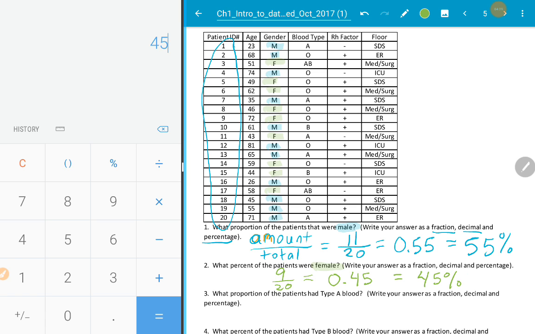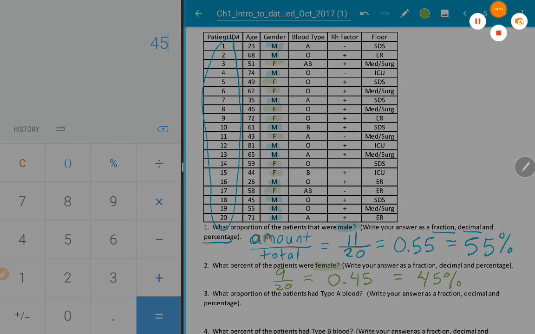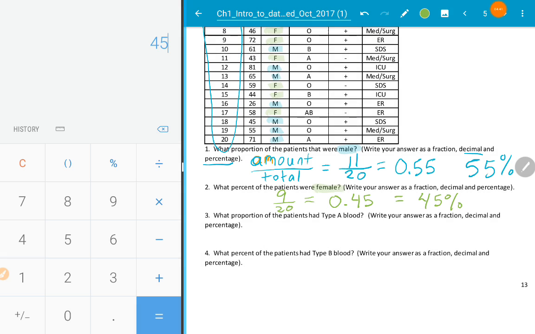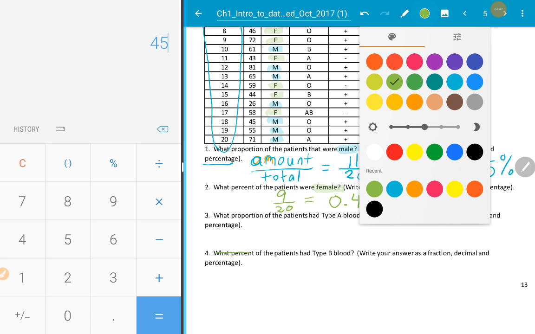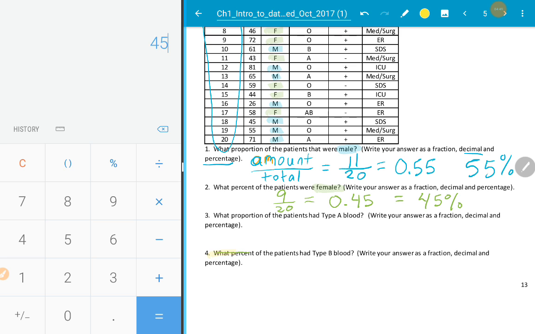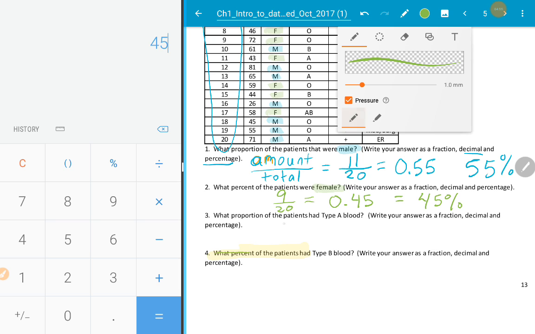Okay, the same thing is going to keep going on with type A and type B. Just count the number of lines that are going to be type A. Your total is still going to be 20 for all of these, since each one of these is asking what percentage of the patients, and the number of patients for each and every one of these is just the 20.